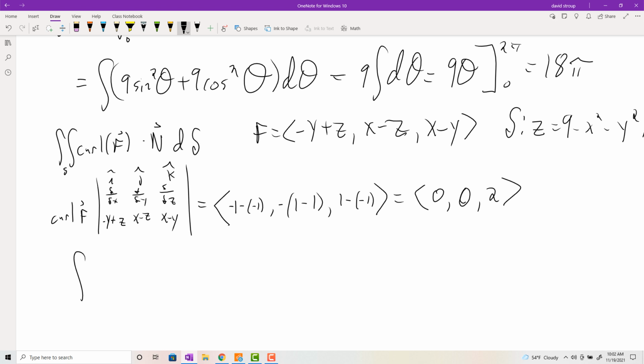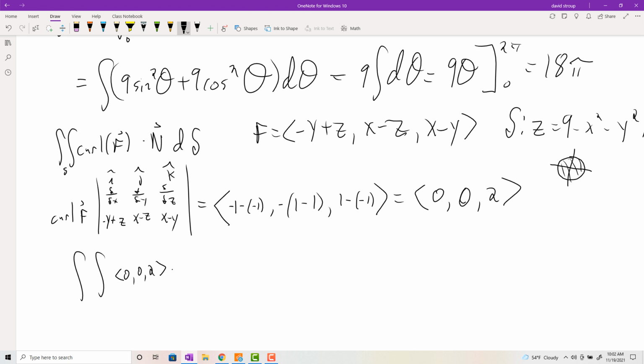All right, so double integral over basically the projection of the surface onto the xy plane. We're integrating over that region. You probably want to go to polar coordinates to pull this off. Anyways, the curl, we have 0, 0, 2, dotted with the normal vector.